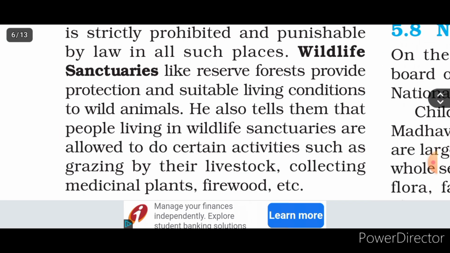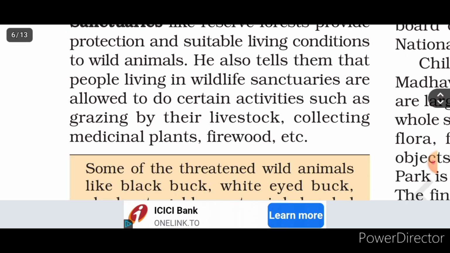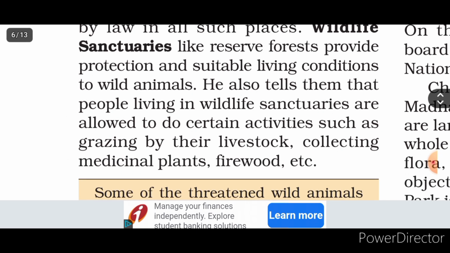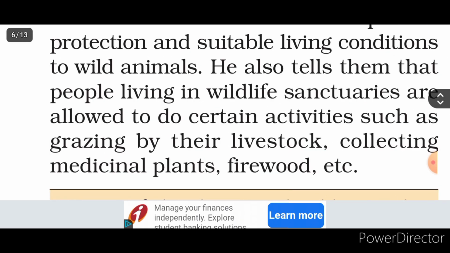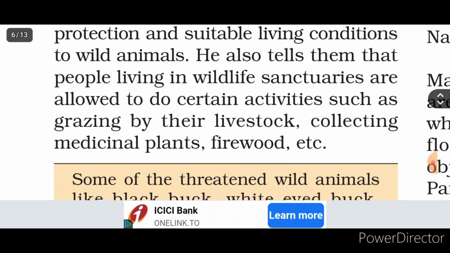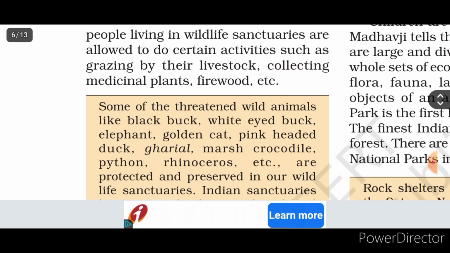Wildlife sanctuaries. Wildlife sanctuaries, like reserve forests, provide protection and suitable living conditions to wild animals. People living in the wildlife sanctuaries are allowed to do certain activities such as grazing their livestock, collecting medicinal plants, firewood, etc.